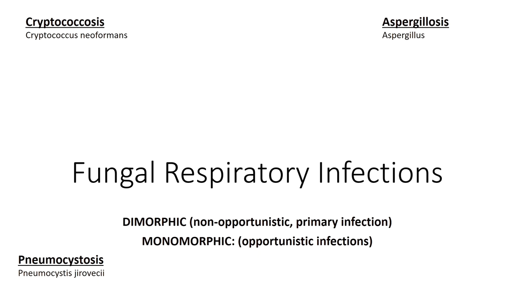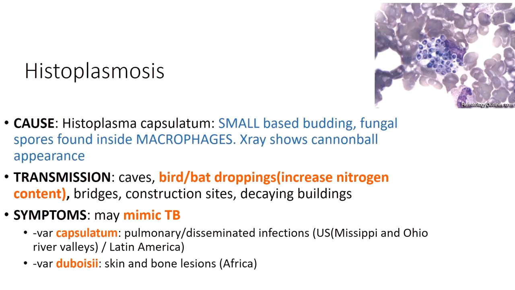These are kind of important to know: they are dimorphic, non-opportunistic primary infections. That's our dimorphic ones, and then our monomorphic are our opportunistic ones. So histoplasmosis is our first one. Histoplasma capsulatum is a small-based budding yeast.